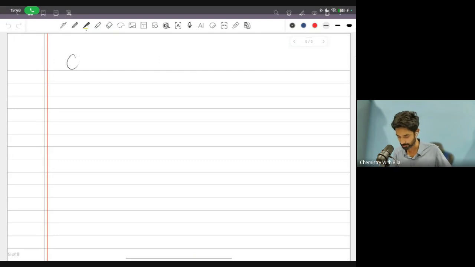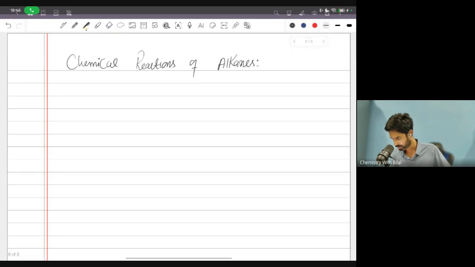Now we have chemical reaction of alkane. आज हमने alkane तो complete करना है ना यार, in fact alkene भी करना है थोड़ा सा। Chemical reactions of alkane, there are only 2 reactions, super easy. The first reaction is combustion. Because whenever you burn something, that reaction is called combustion.